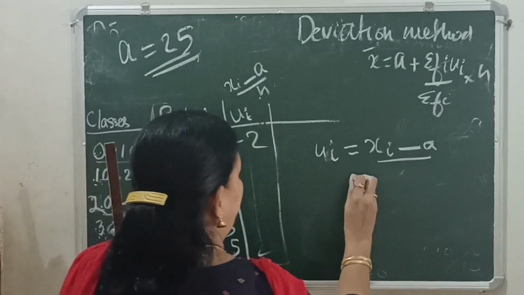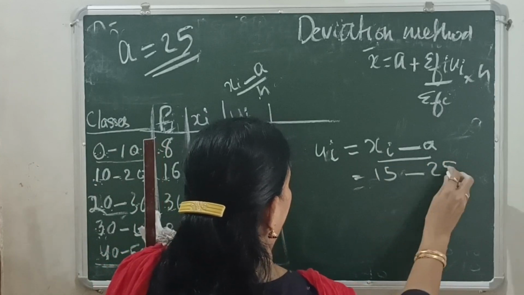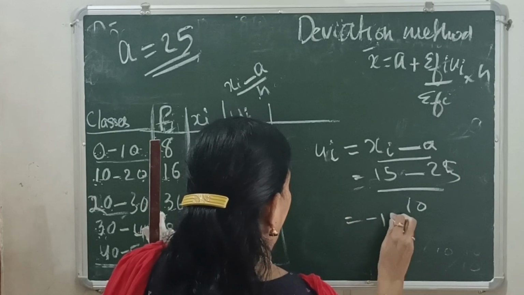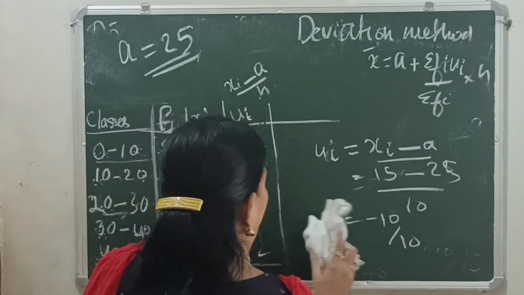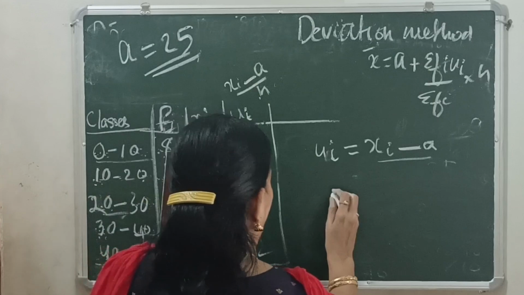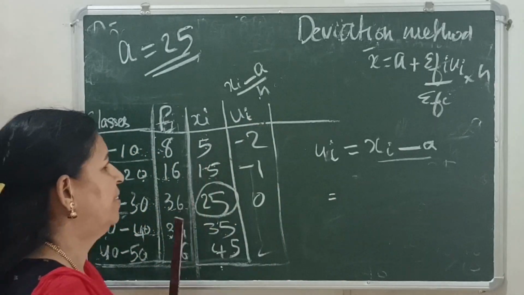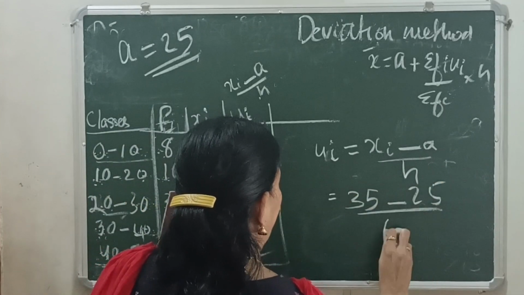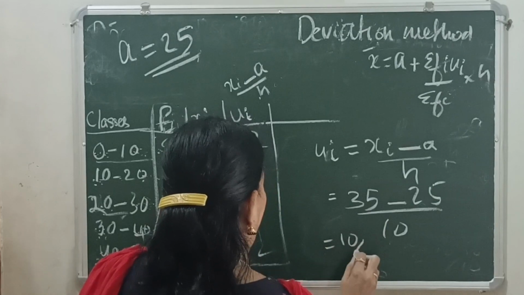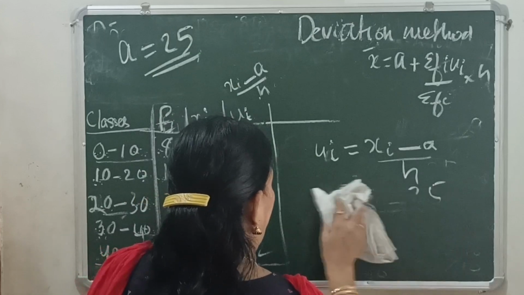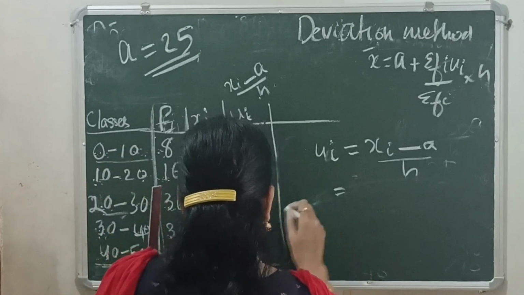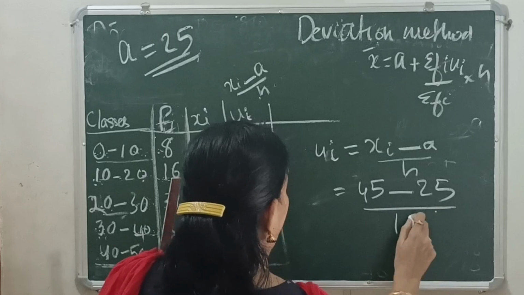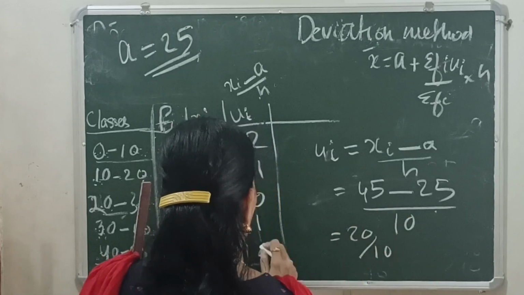Next xi value is 15. 15 minus assumed mean divided by h, equal to minus 10 by 10, that is minus 1. Next, 0. Next ui value, xi minus a by h, that is 35 minus assumed mean divided by class width, that is equal to 10 by 10, 1. Next ui value, xi is 45, assumed mean 25, 25 by class width, same, it is 20 by 10, equal to 2.